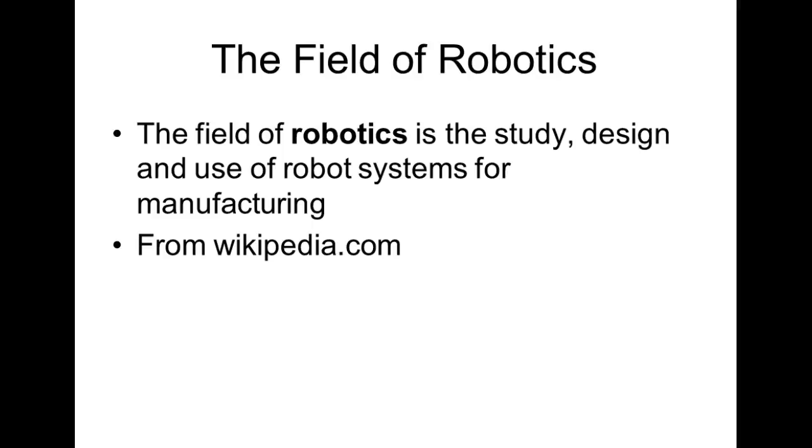The field of robotics, which some of y'all are trying to get into, is the study and design and the use of robot systems for manufacturing. And this came from the world famous site Wikipedia. When Wikipedia first came out, you took everything on there with a grain of salt, because they would let anybody, any place update. They have people that go back and review. You have to have it reviewed by so many people before they'll actually post it. So most of the information up there is really, really good.